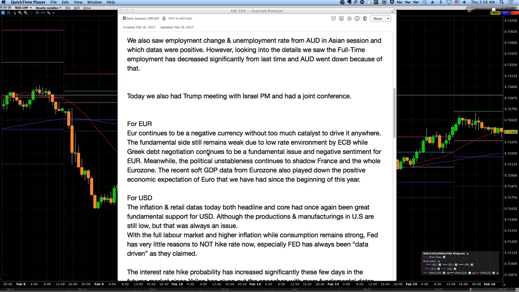For the US dollar, the inflation and retail data today continue to support the case that the Federal Reserve is really going to hike the rate maybe sooner than people's expectations.